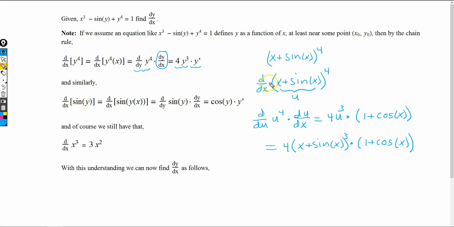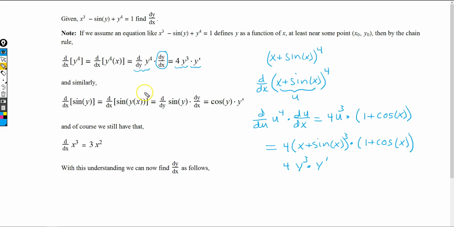Well, notice if we look at d dx of y to the fourth, we get 4y cubed times y prime, right? This is y prime right here. So you see, that's all we're saying. We're just saying we don't know what y is as a function of x, so we have to leave this y prime right here. And that's coming from the chain rule.